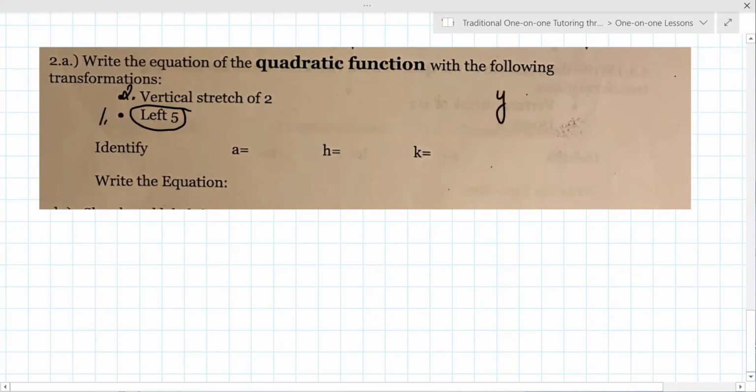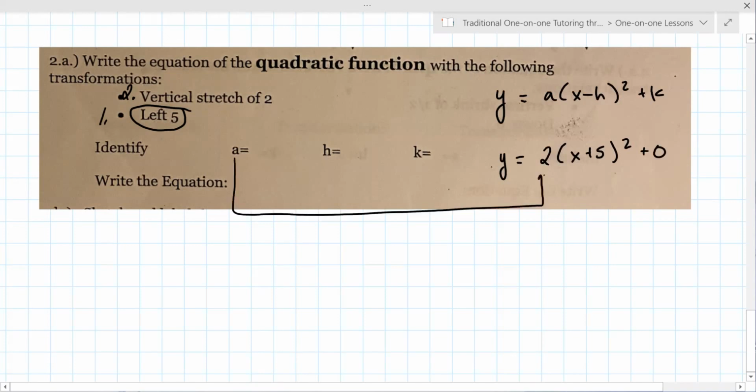So again, let me do this for you. a(x minus h) squared plus k, and let me give you the values here. So it's 2(x plus 5) squared plus 0. That's the equation. So the value of a is 2. The value of h this time, it's not 5. It's actually negative 5, because see how there's a negative in front of there?